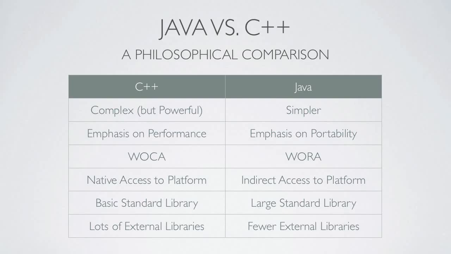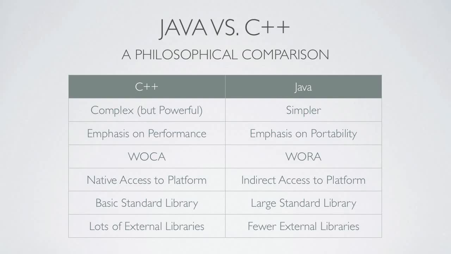C++ gives you native access to the platform. So when you're accessing the abilities, the functionality of your hardware, you get direct access to it. With Java, you've got to go indirectly through the Java runtime environment and the Java runtime system, right? Because you do have that middle layer, the JVM, that's separating you from the actual hardware.